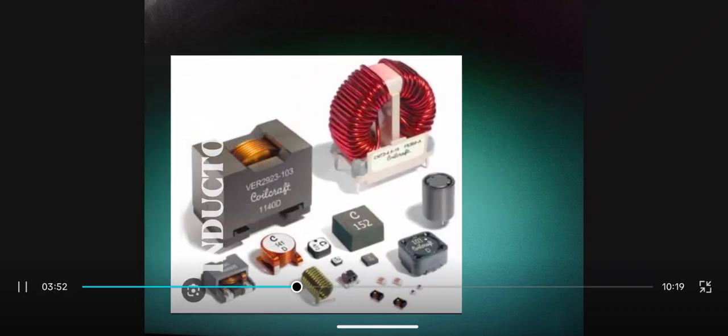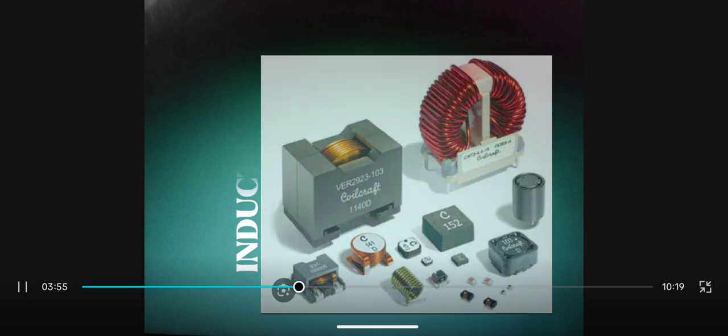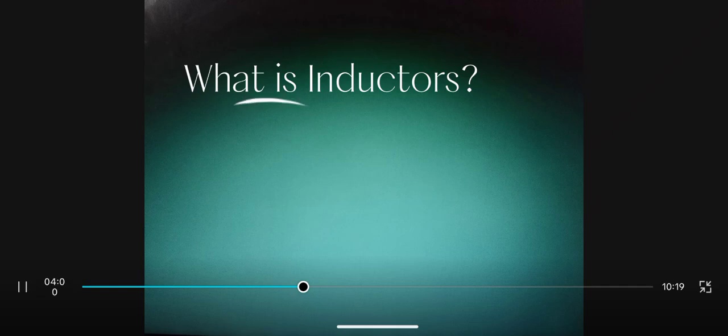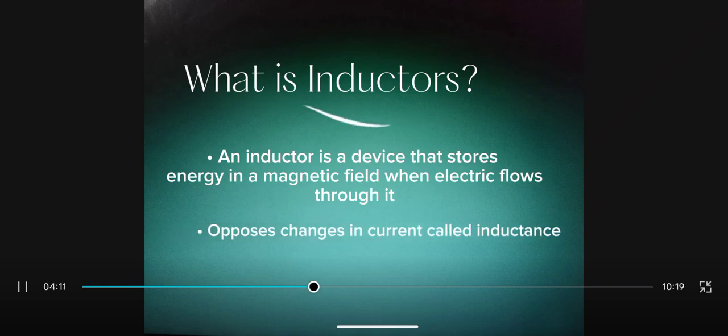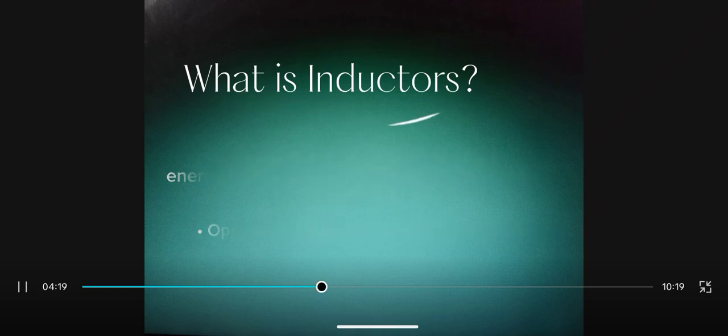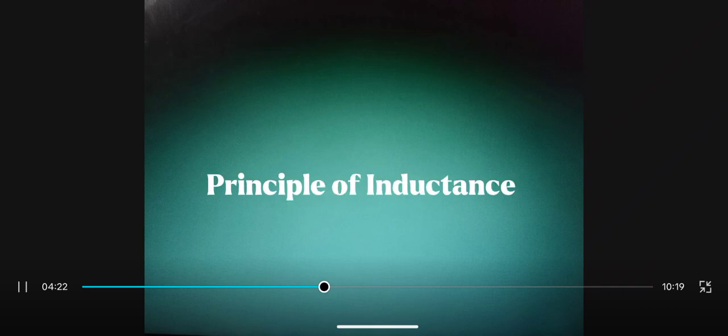Okay, so let's proceed to inductors. And now let's have the questions. What is an inductor? So we have here the two main points. An inductor is a device that stores energy in a magnetic field when electric current flows through it. And second, it opposes changes in current, called inductance.